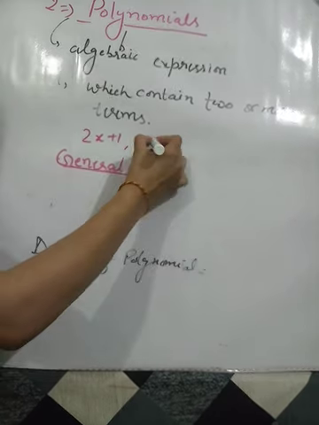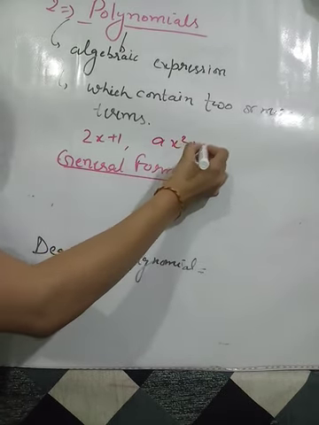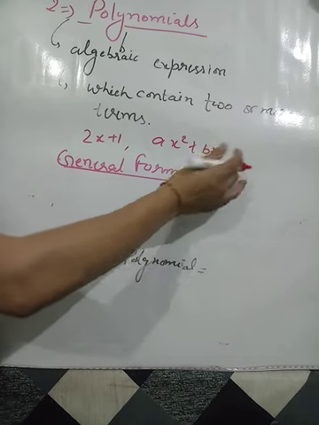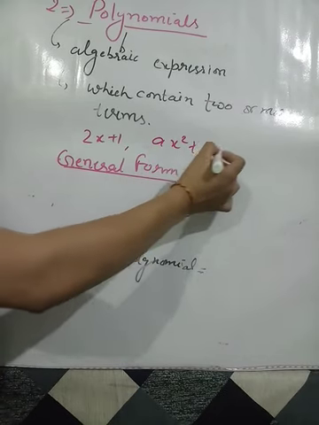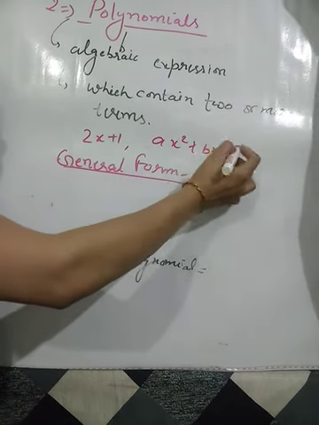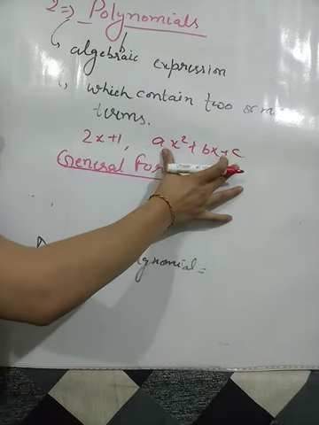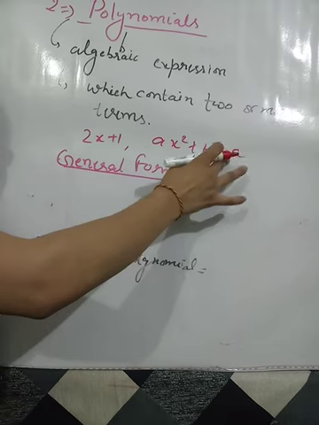Another example: ax square plus bx. Here again we have an expression ax square plus bx, it is also a polynomial, and in this expression we also have two terms. If we write ax square plus bx plus c, then it has three terms: 1, 2, 3 terms.